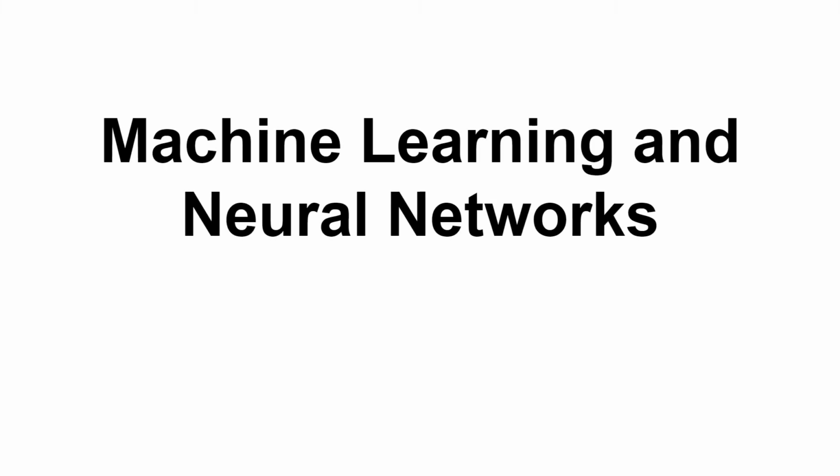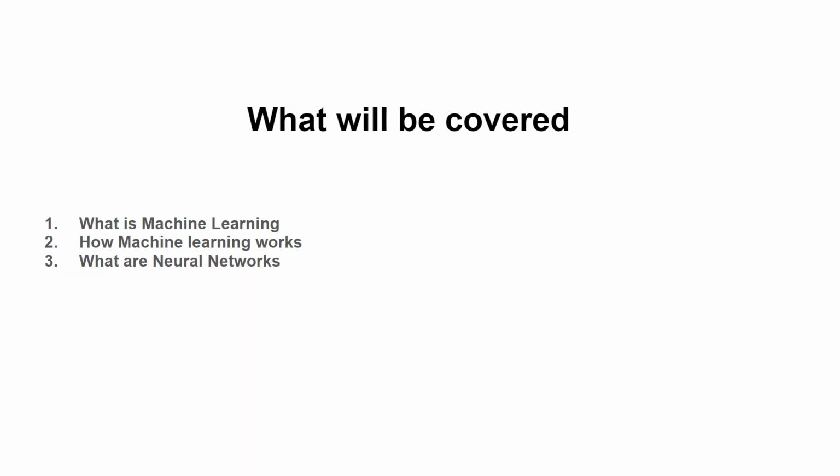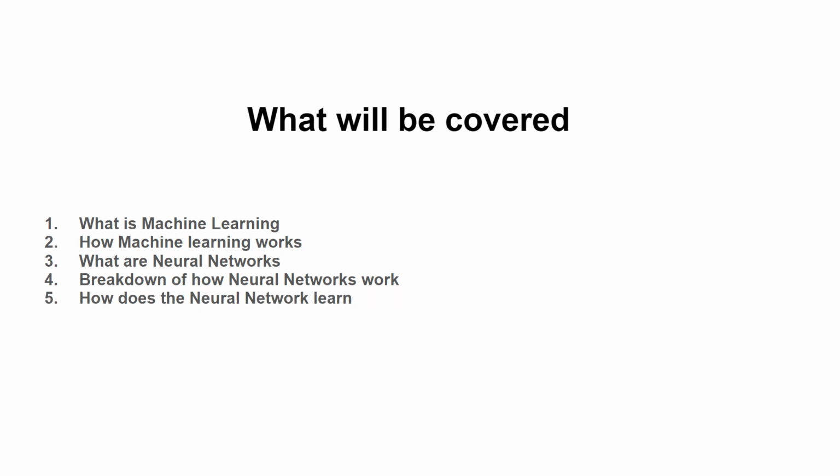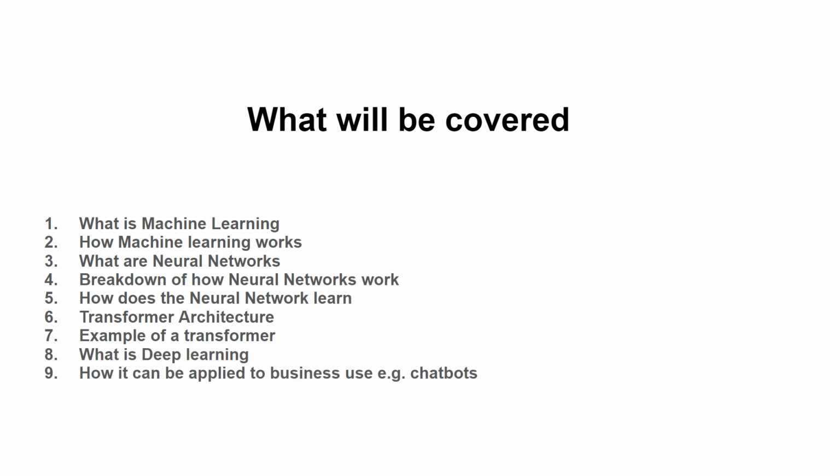Hello, today we'll be talking about machine learning and neural networks. What will be covered is firstly what is machine learning, then how machine learning works, what are neural networks, the breakdown of how neural networks work, how does the neural network learn, transformer architecture, an example of a transformer, what is deep learning, how it can be applied to business use, e.g., through a chatbot, and then finally, I'll recap all of the above.